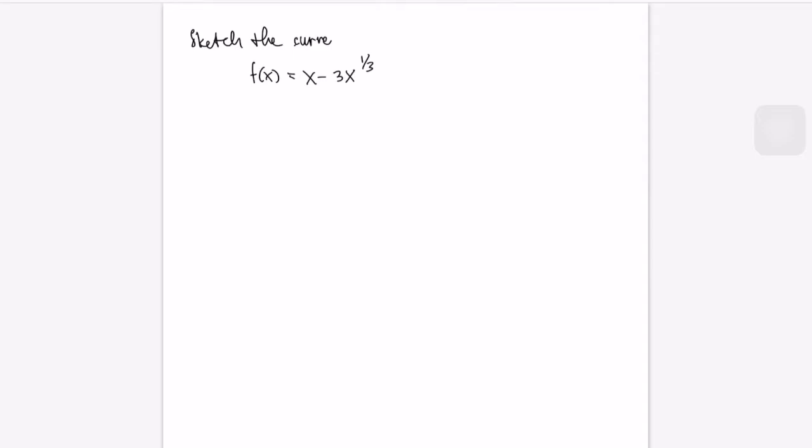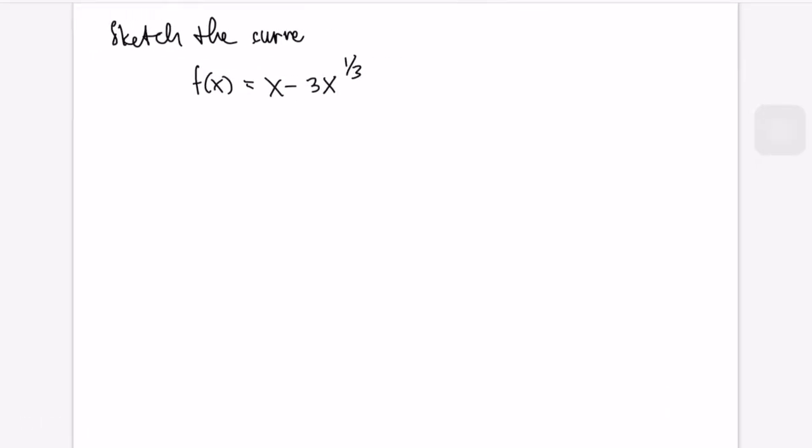Okay, so first we can start to check the domain, and I think the domain is all possible numbers of x, all real numbers. And then check the intercept. When x is 0, y becomes 0, right? And then check when y is 0, then we will have x equal 3.